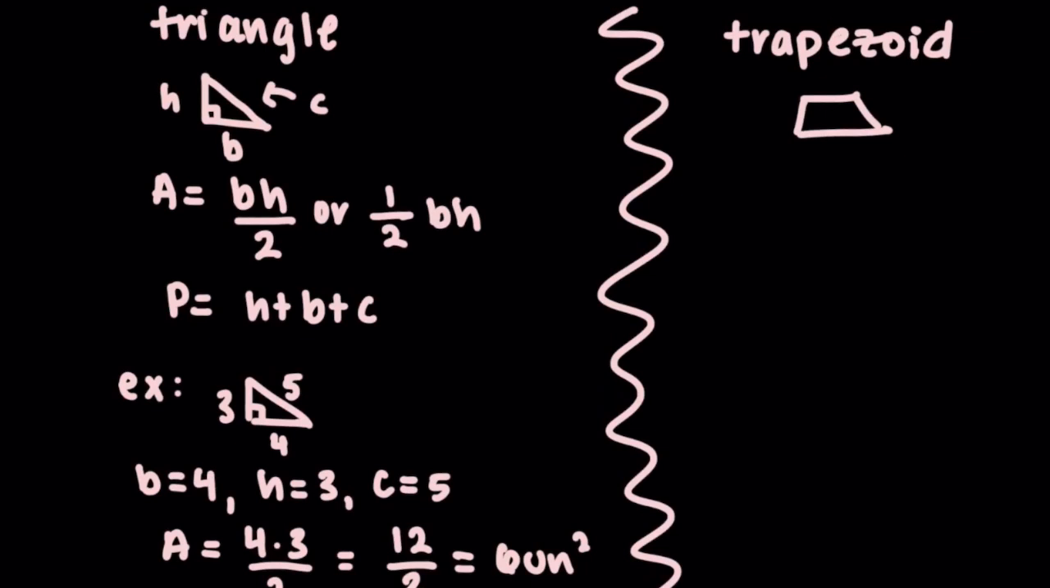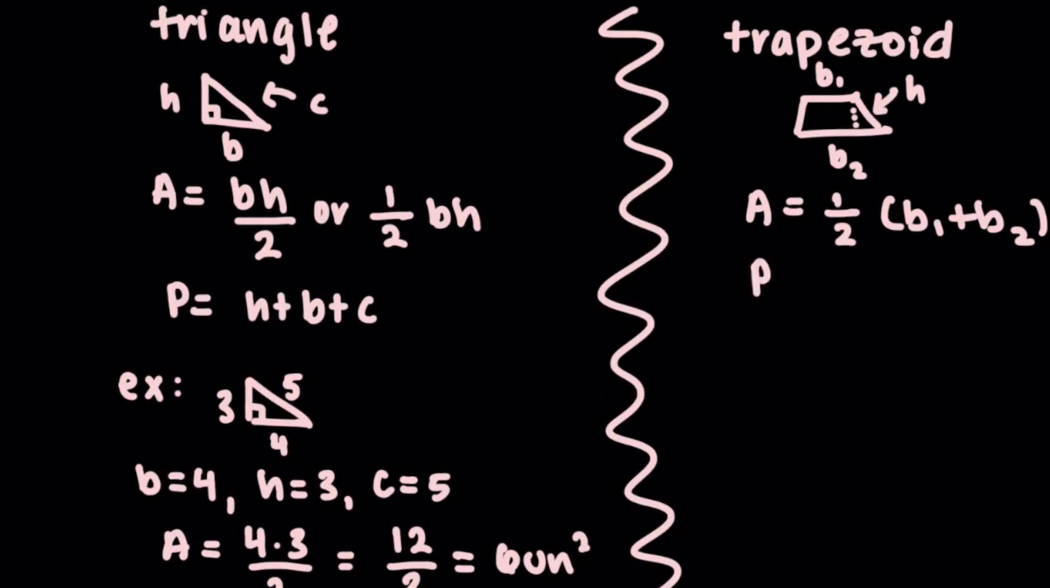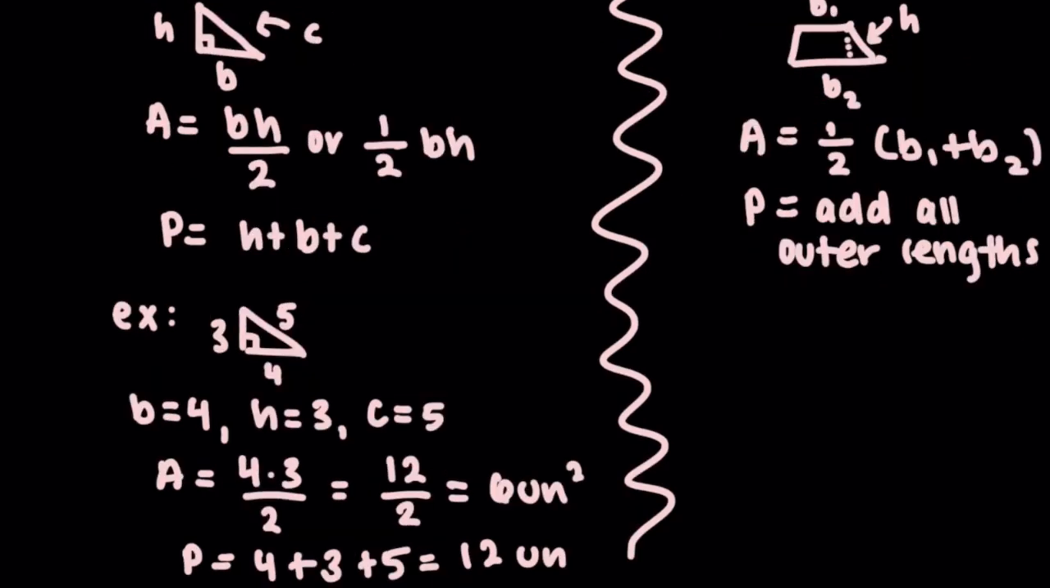Trapezoids have two equal sides on the left and right, and two unequal sides on the top and bottom. The top and bottom are called base 1 and base 2, which is notated in short form as B1 and B2, and your height is perpendicular to base 2. Your area is 0.5 times the quantity of B1 plus B2, and to find your perimeter, you add all of your outer lengths. There are certain special cases where the left and right sides of your trapezoid are not equal.